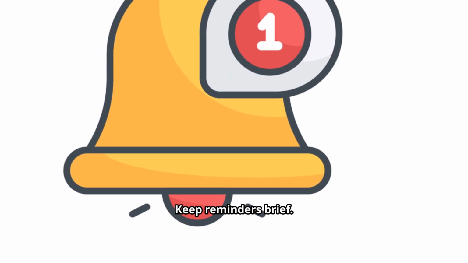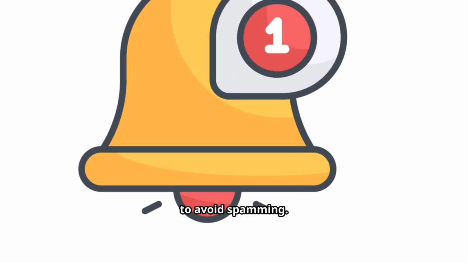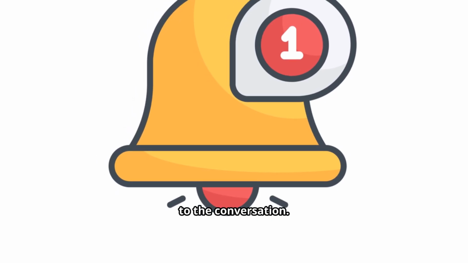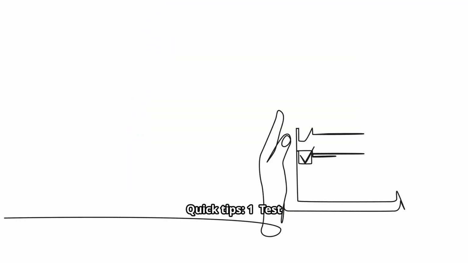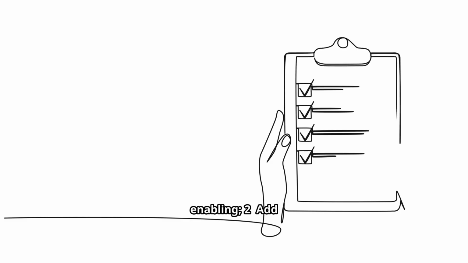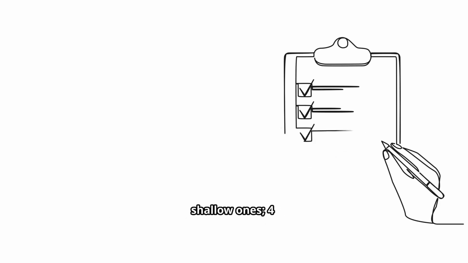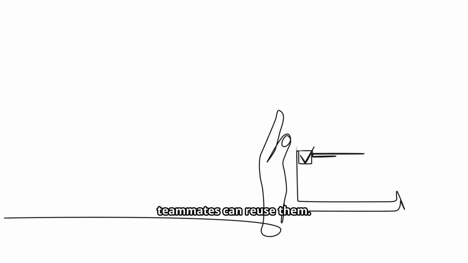Keep reminders brief. Limit SMS frequency to avoid spamming. For teams, use Slack threads so follow-ups stick to the conversation. Quick tips. 1. Test each Zap with real examples before enabling. 2. Add error handling steps and email alerts for failures. 3. Start small. Automate one workflow deeply rather than 5 shallow ones. 4. Document Zaps and store prompts in a central doc so teammates can reuse them.